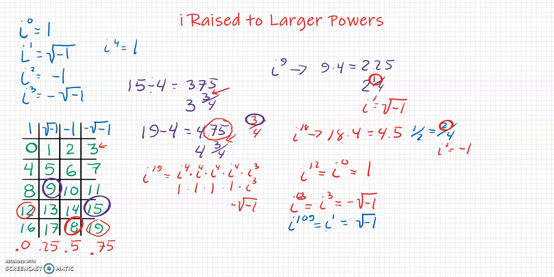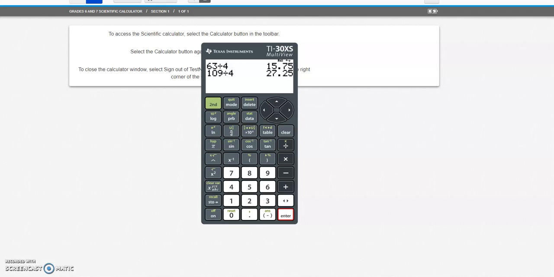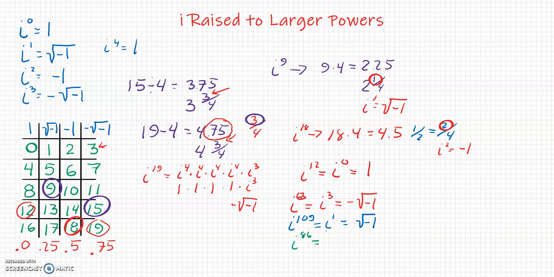Let's do a different one. Hopefully you can start to see what's going on here. Let's do i to the 86. All right, to the calculator. That's clear. 86 divided by 4. The remainder is 0.5. 0.5 is the same thing as 2/4. So that's the same thing as i to the second, because we saw over here, 0.5 is the same thing as 2/4. i to the second is negative 1.